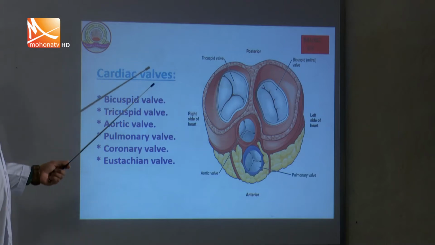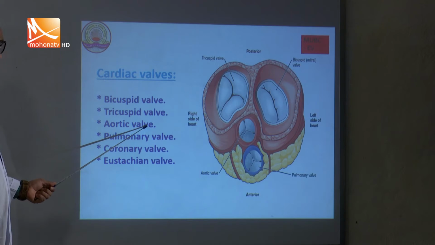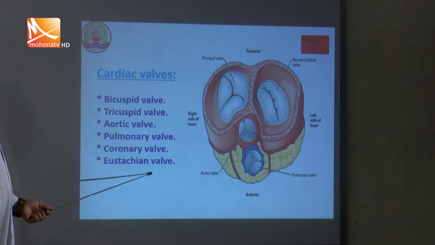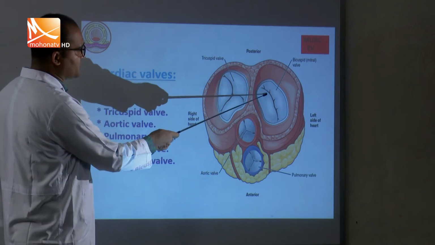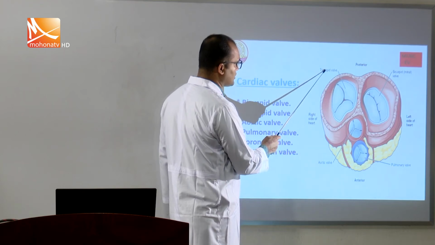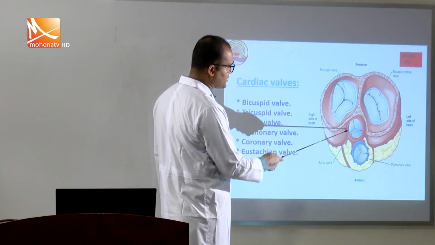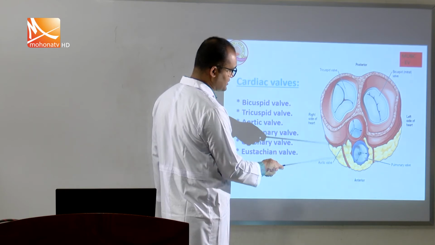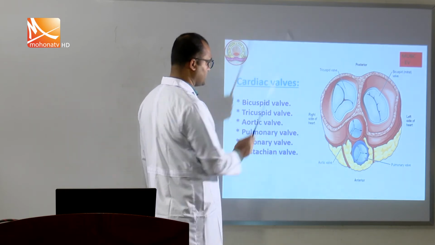Names of the cardiac valves: bicuspid valve, tricuspid valve, aortic valve, pulmonary valve, coronary valve, and Eustachian valve. The bicuspid valve has two flaps. The tricuspid valve has three flaps. The aortic valve has three flaps. The pulmonary valve has three flaps. This is the anterior view. This is the posterior view.